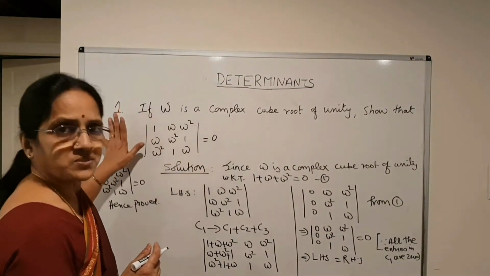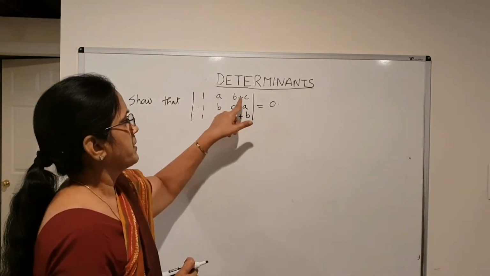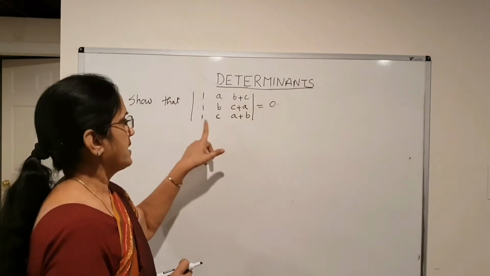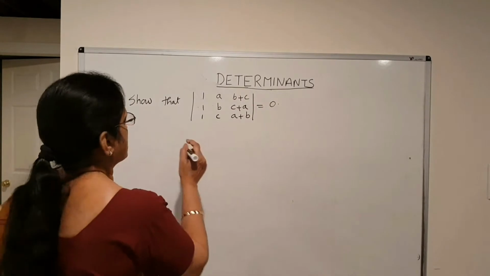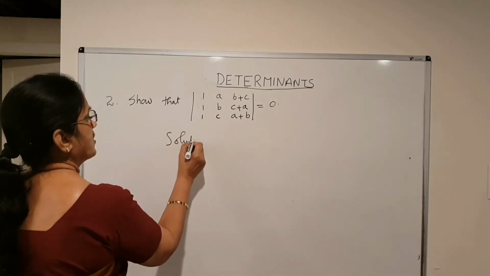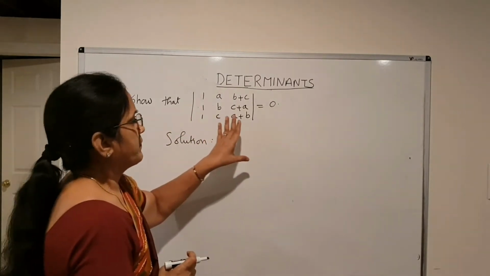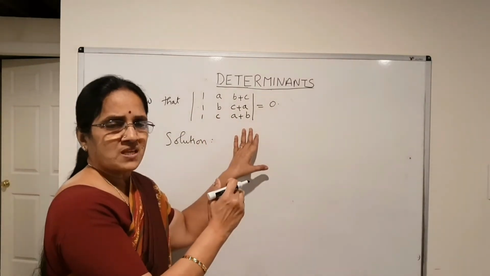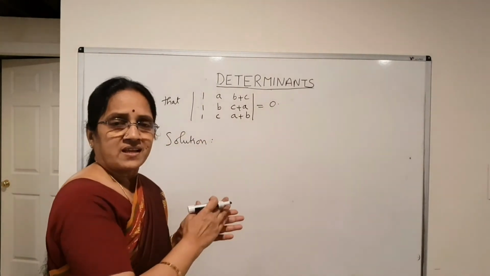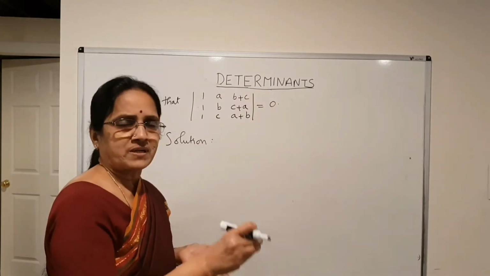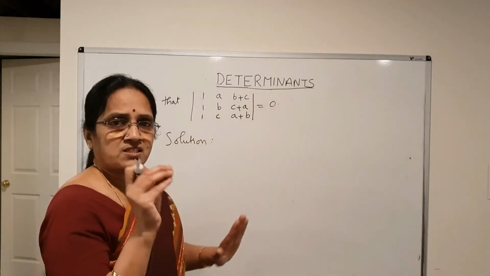Now, let's move on to question number 2. Here we need to show that determinant 1 a b plus c, 1 b c plus a, 1 c a plus b equal to 0. Now, again this is also a very easy question. Normally it will be asked for 1 mark. Solution. Before you start doing the problems, you just first analyze what should be done so that we can make use of the properties of the determinants so that the evaluation part will become easier. That is how you should think.